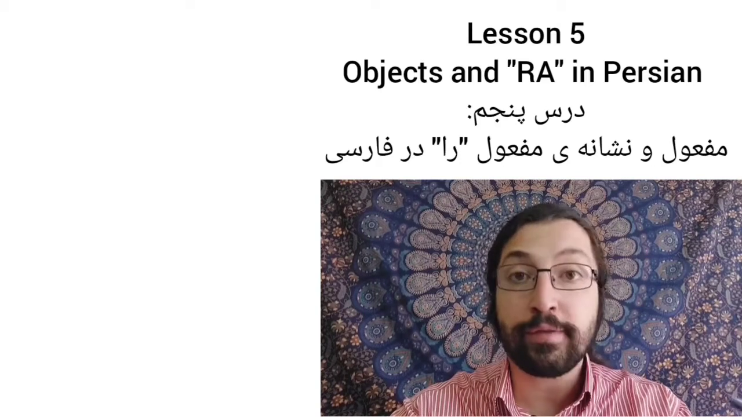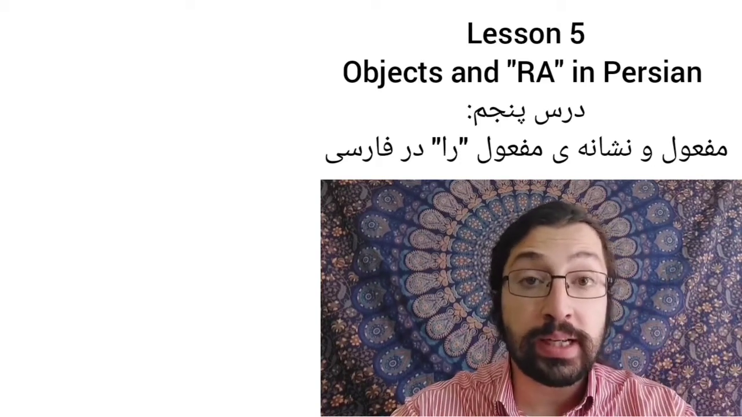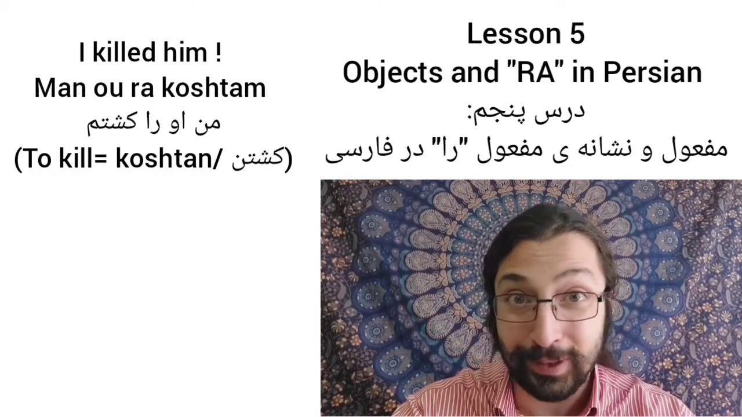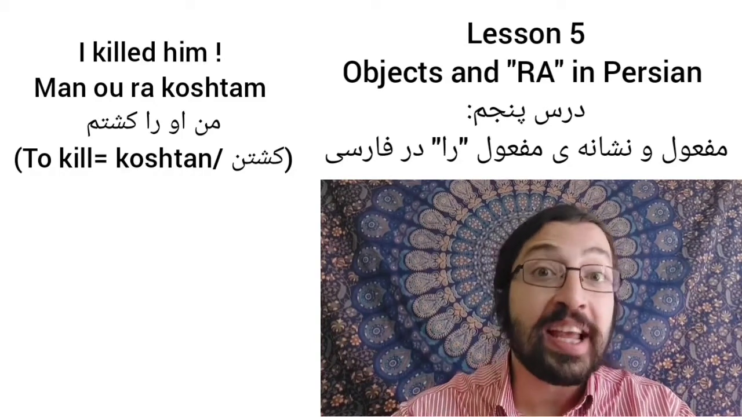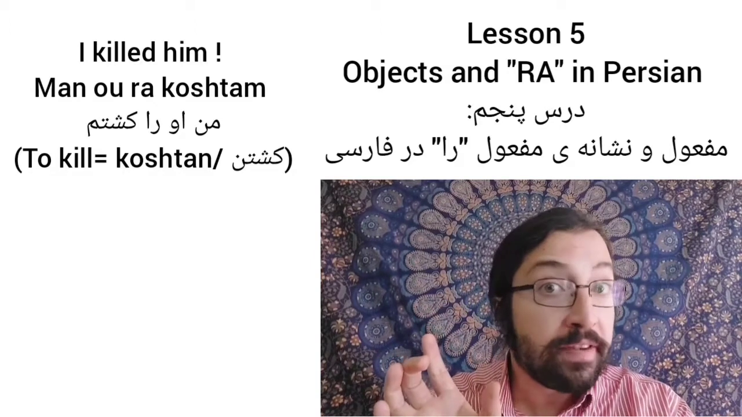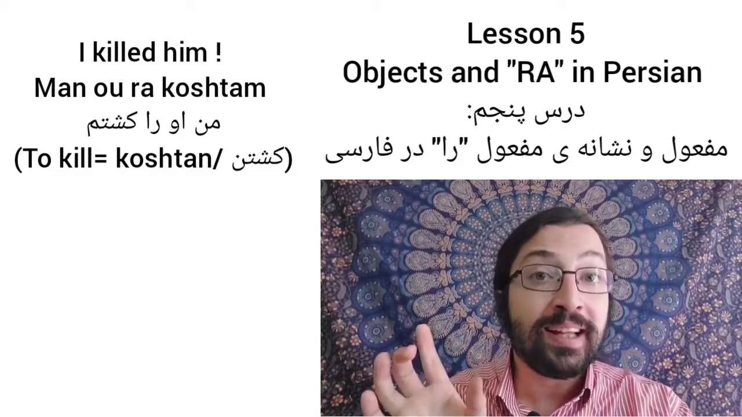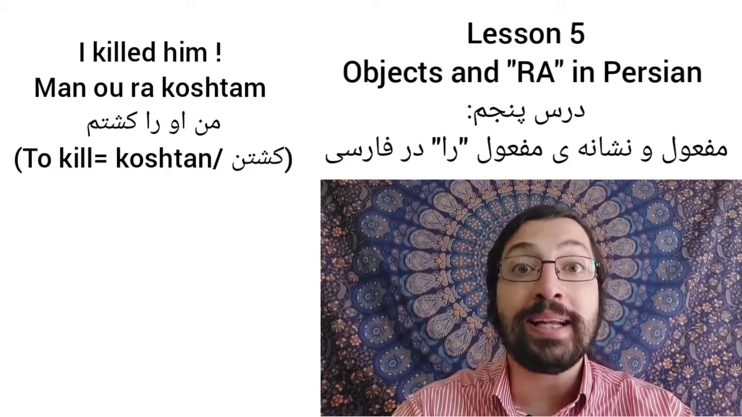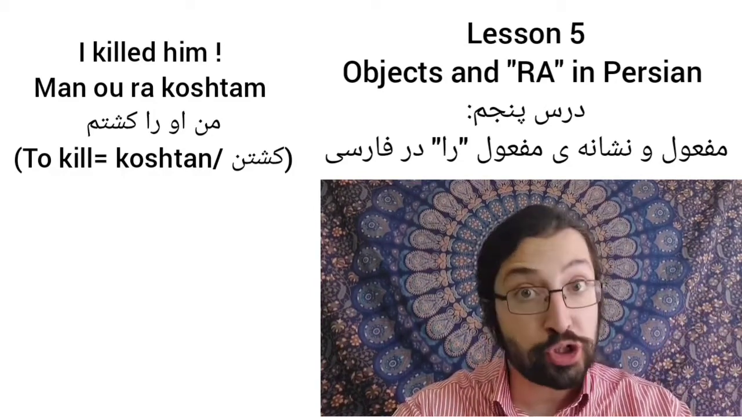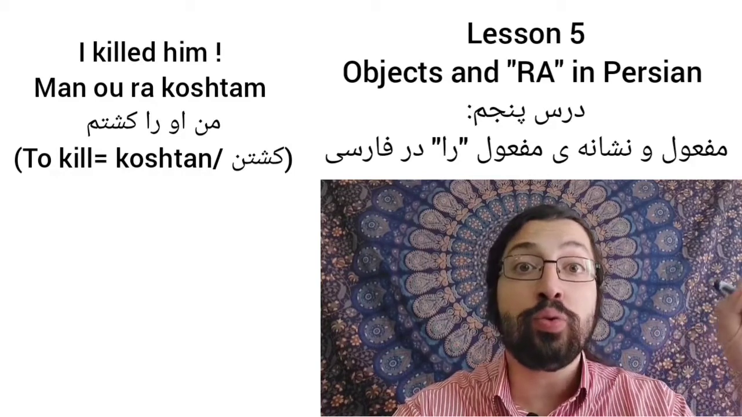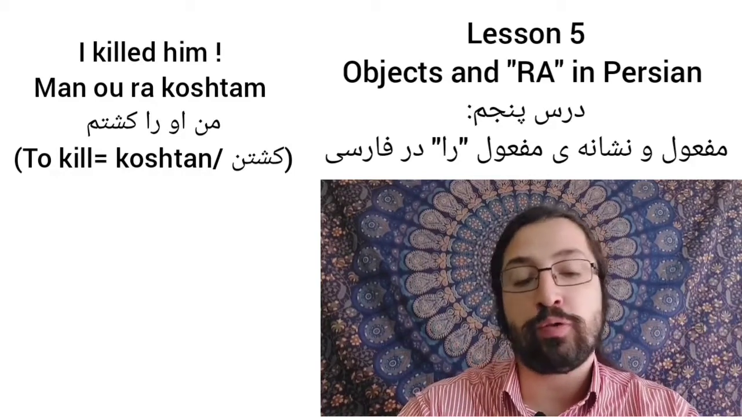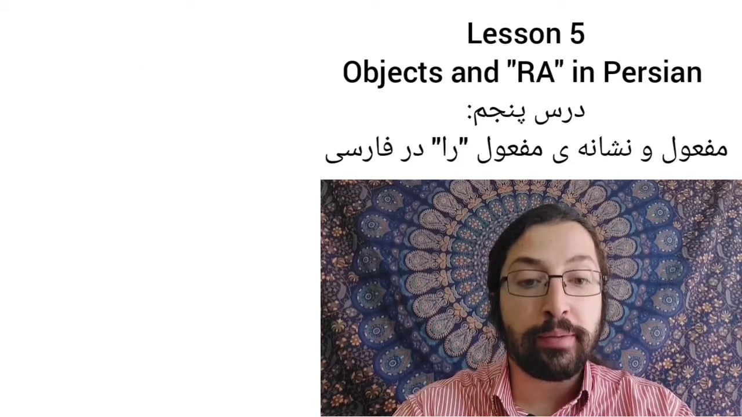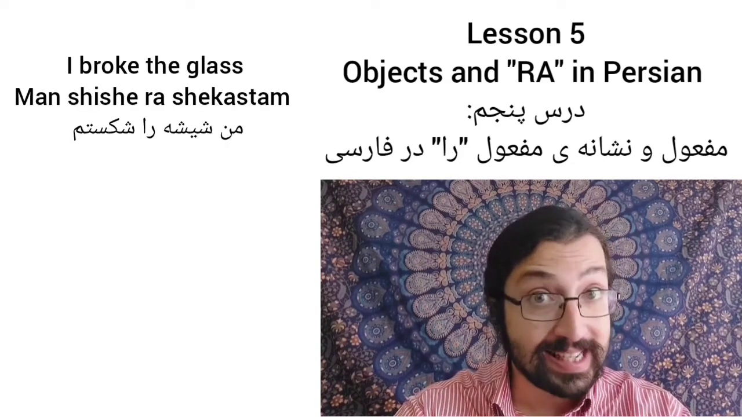Let's take a look at more sentences. Like here I have two more sentences. Number one is I killed him. It's a bad sentence, but it's good to learn the language. So I killed him. Him, again, definite object. And the verb kill in Farsi is کشتن. So the sentence will be من او را کشتم. Or for example, sentence number 2, I broke the glass.